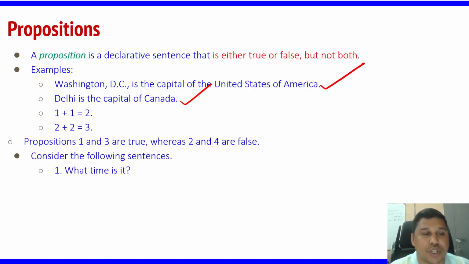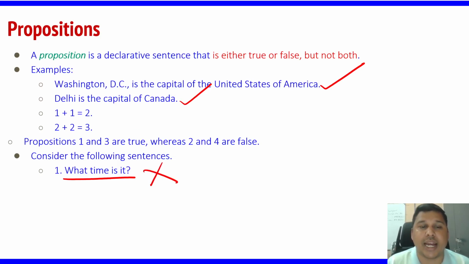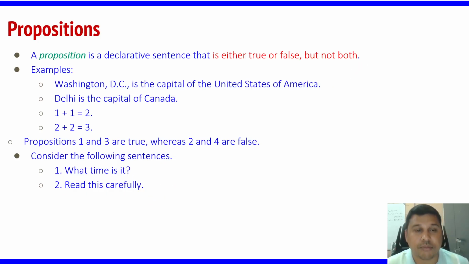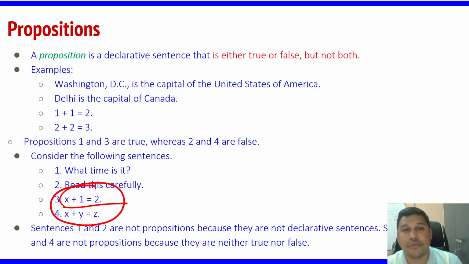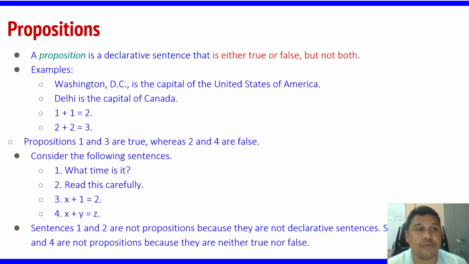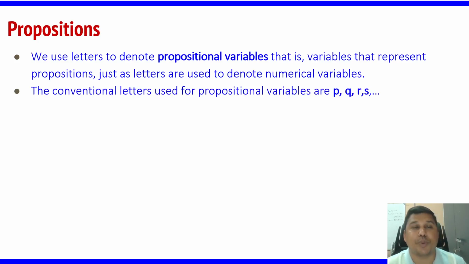If you see a question like what time it is, it's not a declarative statement. It's a question. So in this case, we say this is not a proposition. Read this carefully. This is also not a declarative statement. It's an instruction. So this is also not a proposition. See, x plus 1 equal to 2, and then we have another statement, x plus y equal to z. These are neither true nor false. So they are also not propositions. So how do we use propositions?